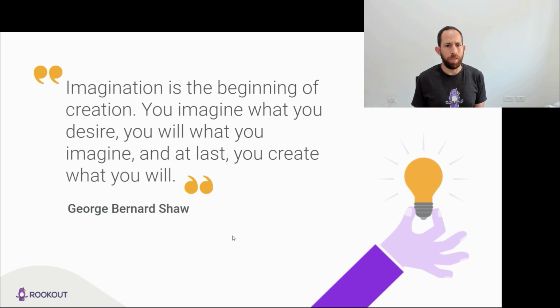Now, I really like this quote by George Bernard Shaw because to me it speaks so much of software engineering. Imagination is the beginning of creation. You imagine what you desire, you will what you imagine, and at last, you create what you will. In software engineering, with the power of code, we can create almost anything. And so imagination truly is so powerful and so fundamental to what we're doing.